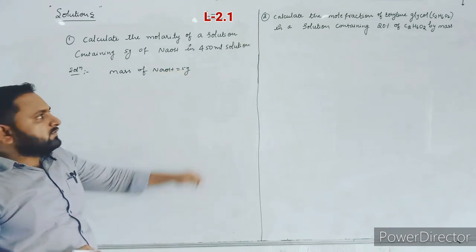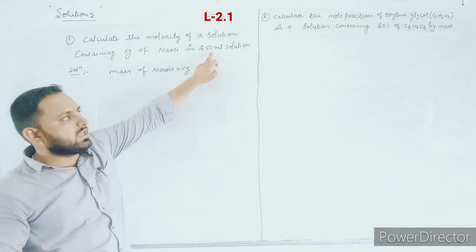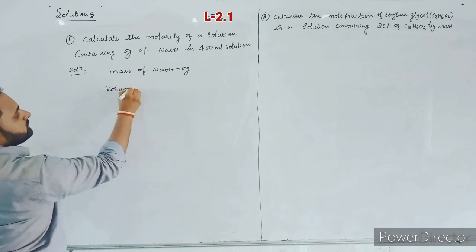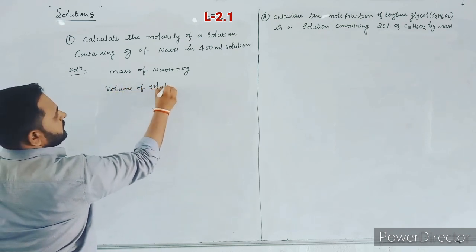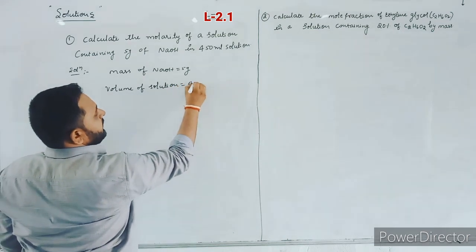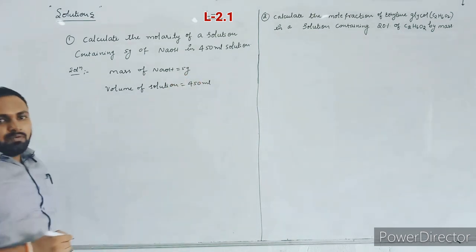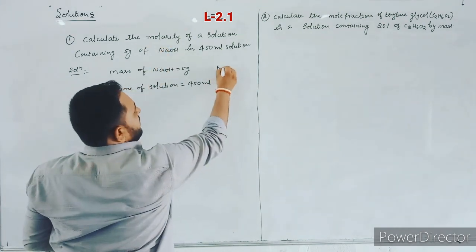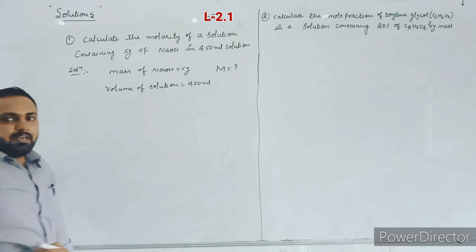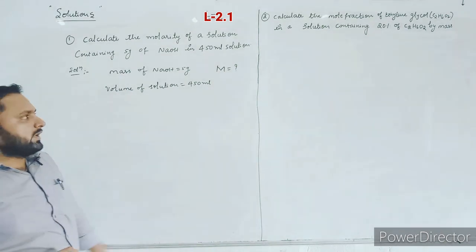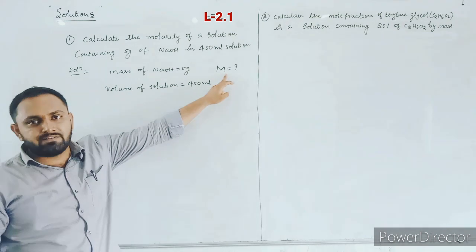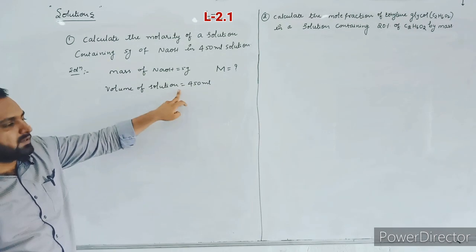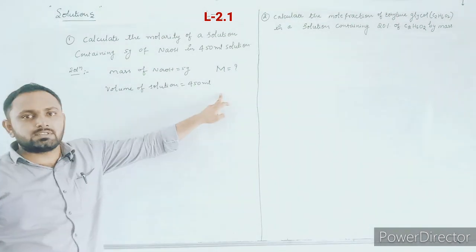And here the volume of solution is given. What is the volume of solution here? 450 milliliter. Volume of solution is equal to 450 ml. Now tell me what you have to calculate here? We have to calculate molarity. So capital M is equal to question mark. Now tell me which formula you have to use here to calculate molarity. First formula or second formula? Here mass of solute is given and volume of solution is also given in milliliter. That's why we have to use the second formula.